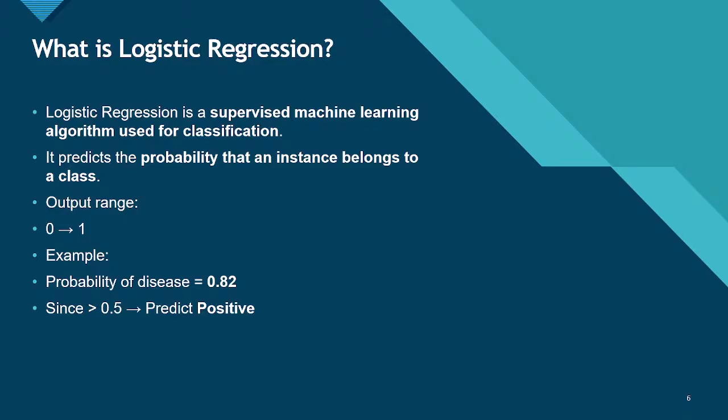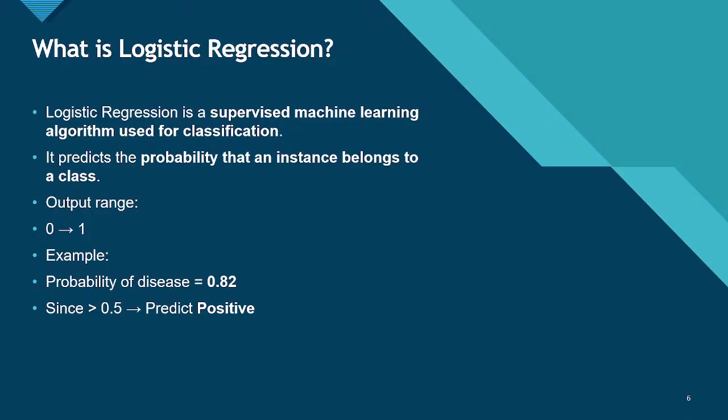Let's look at a simple example. Suppose we build a machine learning model to predict whether a patient has a particular disease or not. The probability for the patient is 0.82. This means there is an 82% chance the patient has the disease.